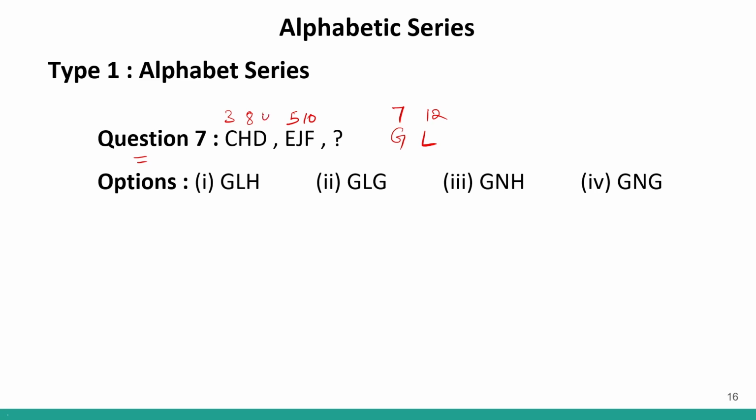Okay. Then D is 4, F is 6. So this is also +2. So we'll do +2. +2 will give me 8th position. And at 8th position we have H. So my missing element will be G, L, H, which is given in option number 1. Therefore, option number 1 will be the correct answer to this question. Clear?